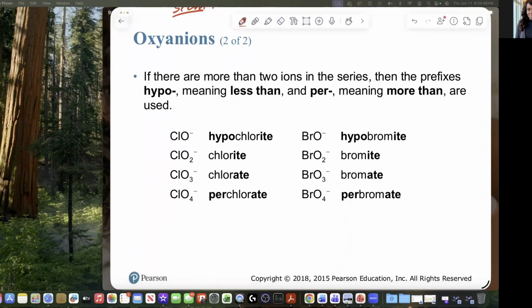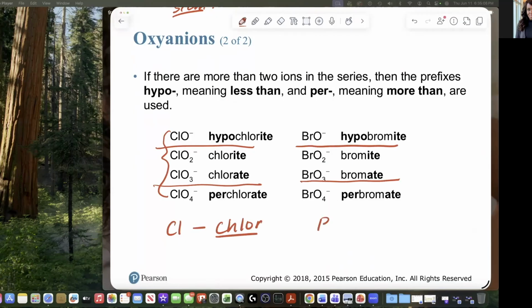Okay, so here we have a series of oxyanions. I like to start in the middle because it corresponds more with what we just covered. A chlorine stem word is chlor. Bromine stem word is brom, like bromine. For chlorine, one less oxygen is going to be I, and one more oxygen is going to be A. So you have stem I, stem A to indicate the relative amount of oxygens.